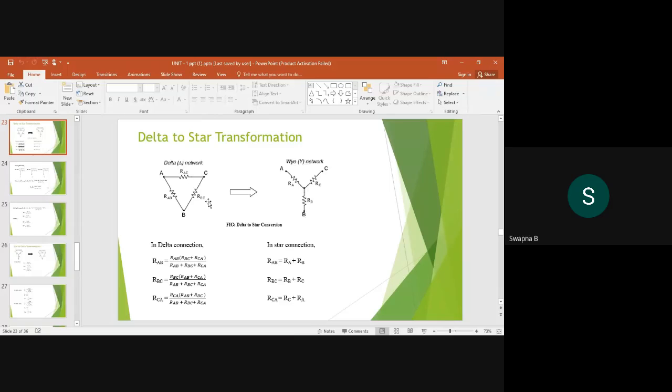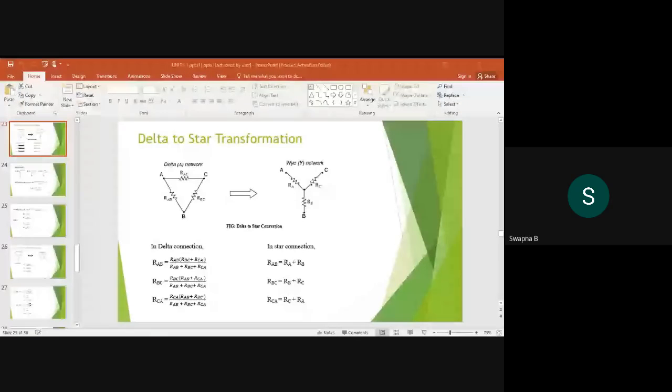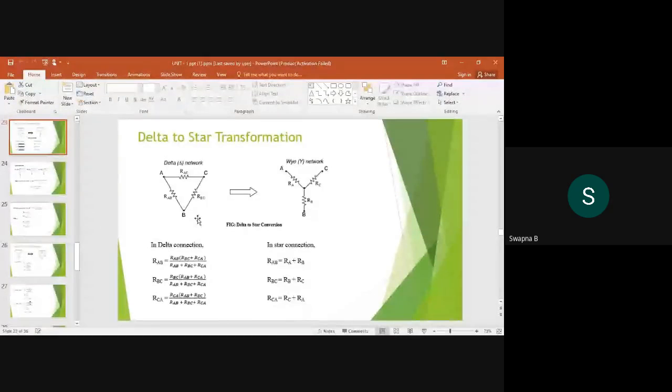RAB, RBC, and RAC are connected to each other, which makes the delta network. That connection is known as delta connection. Now we are going to convert this delta connection to star connection. Star connection, otherwise known as Y network. It looks like the alphabetic letter Y.